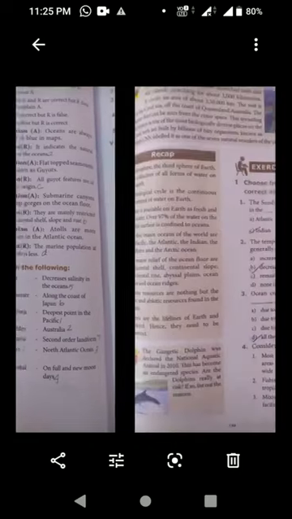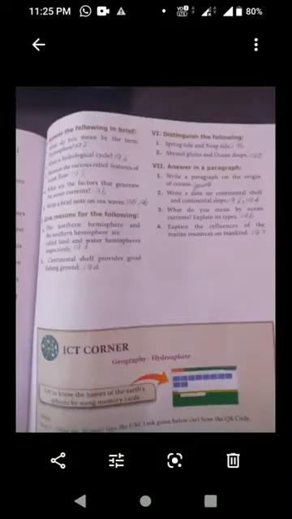Next one, Roman number 4, answer the following in brief. First question, what do you mean by the term hydrosphere? That is page number 192, under the heading hydrosphere. Second line: the earth is also called the blue planet as it holds water in abundance. Next line: hydrosphere consists of water in various forms found on the earth.